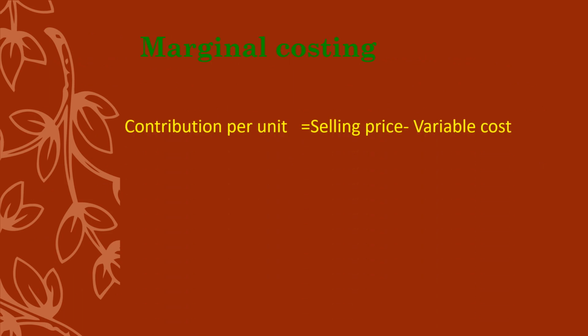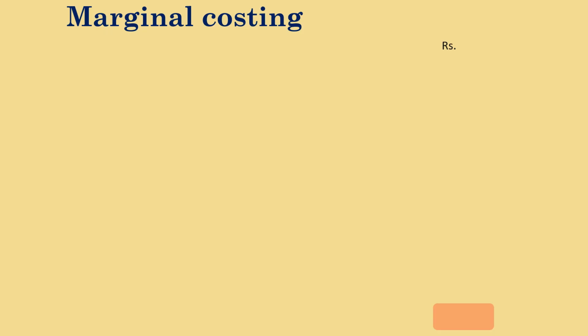So let's calculate the contribution per unit. Contribution per unit is the selling price minus the variable cost. Here the selling price is 10 rupees and the variable cost per unit is 6 rupees. So the contribution per unit is 4 rupees per unit.